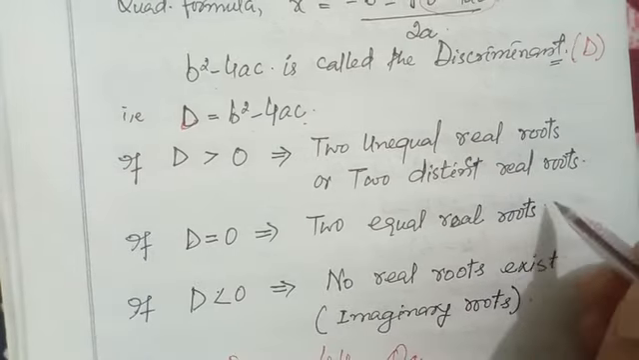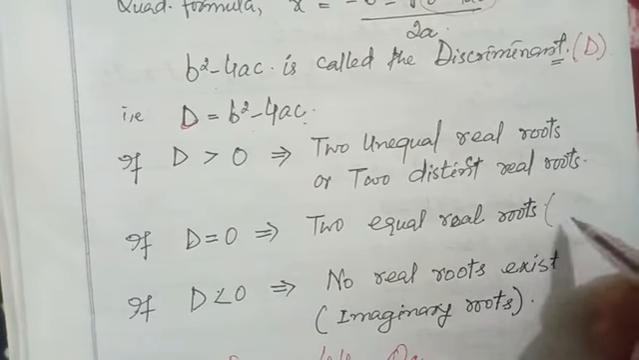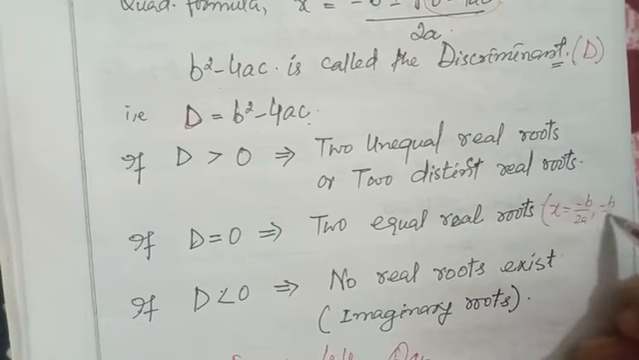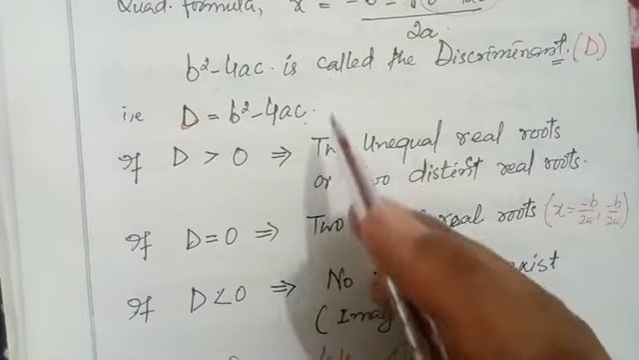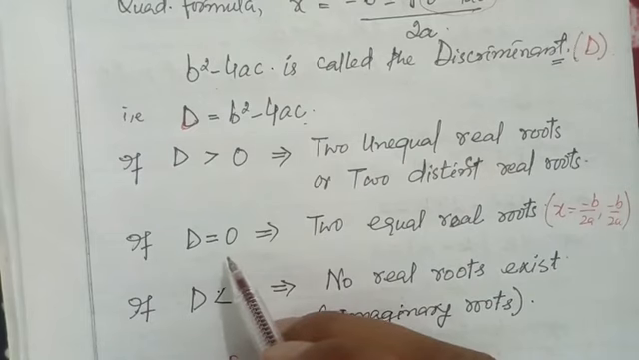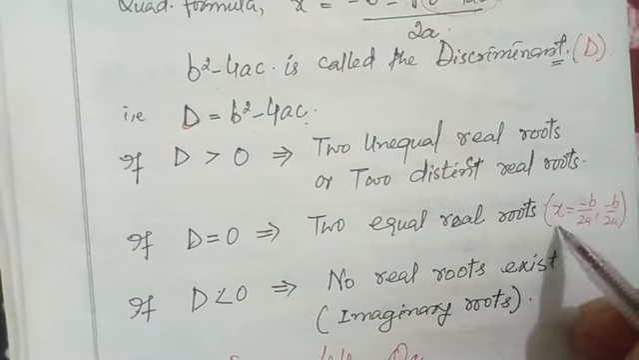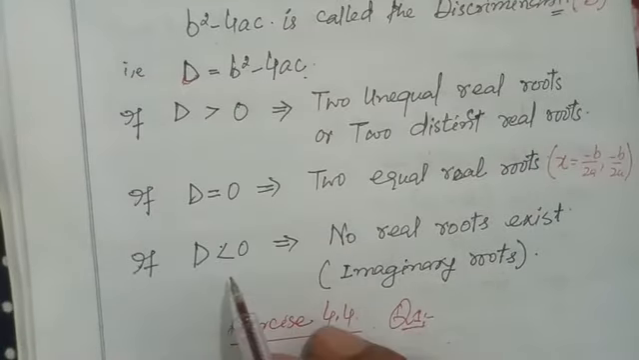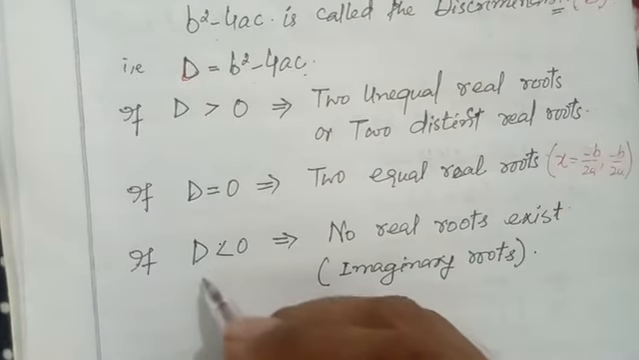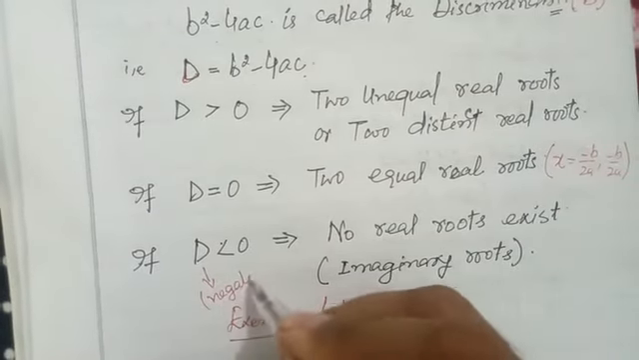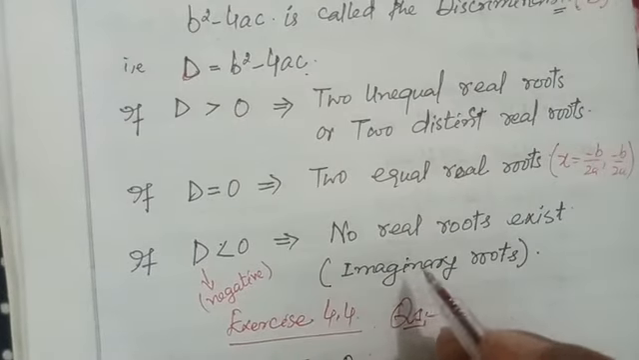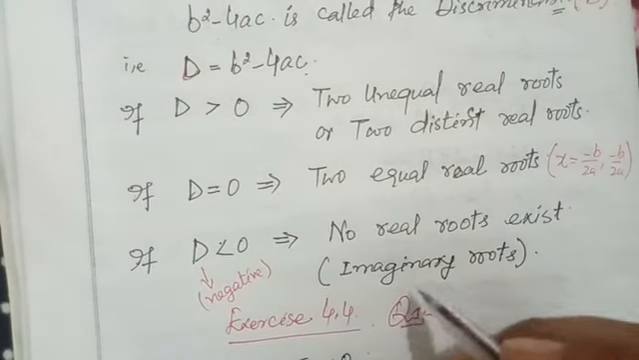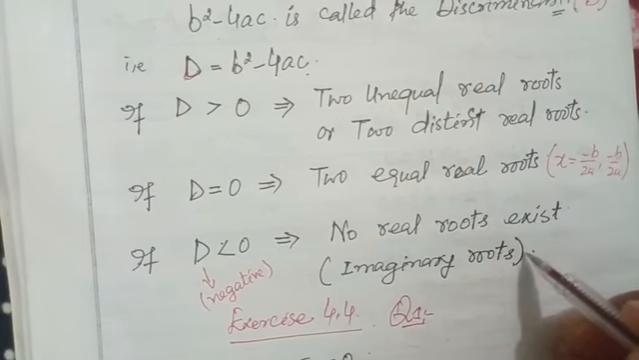In this case, when D is equal to 0, the roots are given by x equal to minus b by 2a, minus b by 2a. We don't need to use the full quadratic formula. When we know D is equal to 0, the two roots will be minus b by 2a and minus b by 2a. And in the third condition, if D is less than 0, that means the discriminant is negative, at that time there will be no real roots. We can say no real roots exist. Only imaginary roots exist, which we will study in the 11th class.